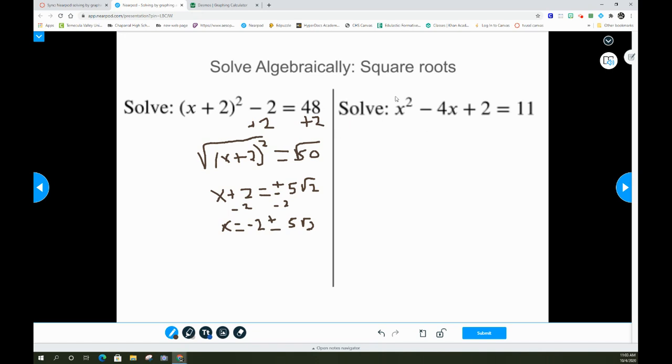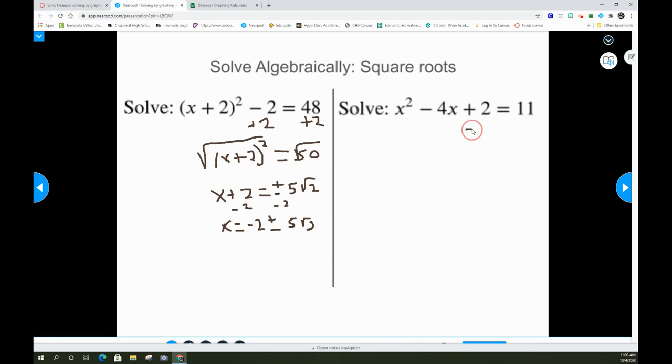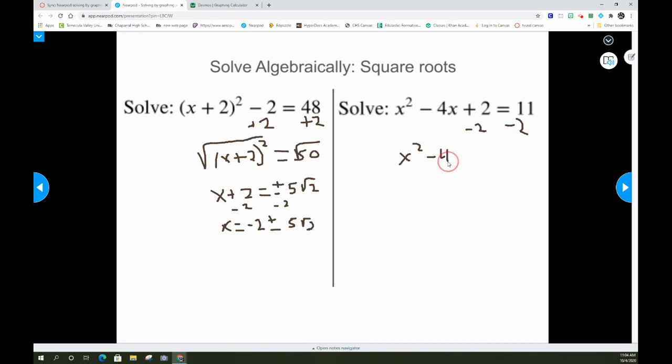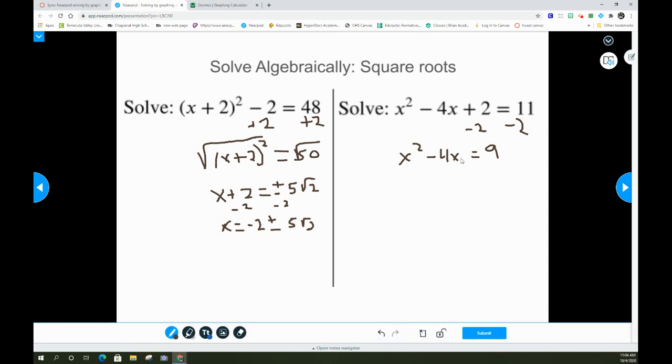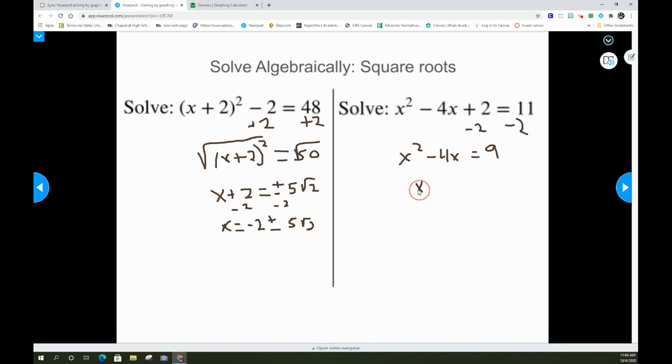Okay, can I use that same technique? I have a squared, so can I just square root both sides to solve? And so if we try that, if we subtract the 2 from both sides, now we have x squared minus 4x equals 9. So the x squared isn't by itself, so I cannot square root this yet. So if I add 4x to the other side, I get x squared equals 4x plus 9.